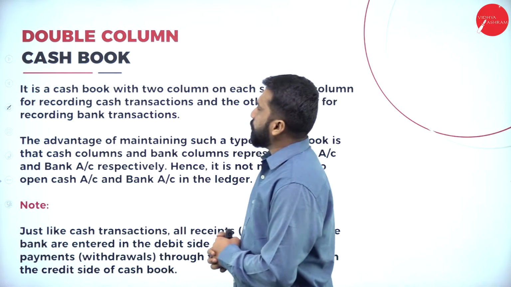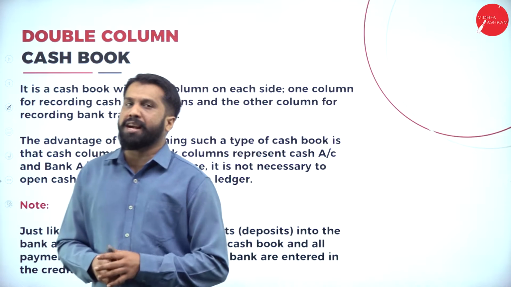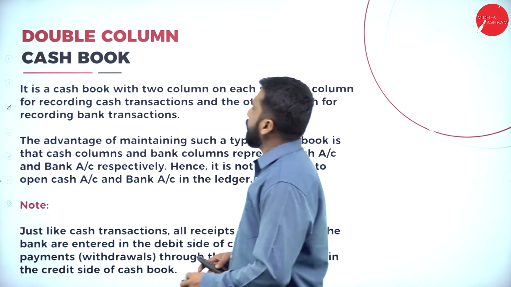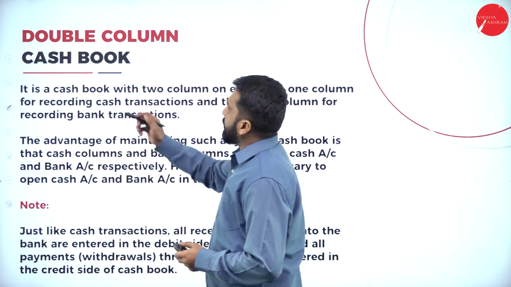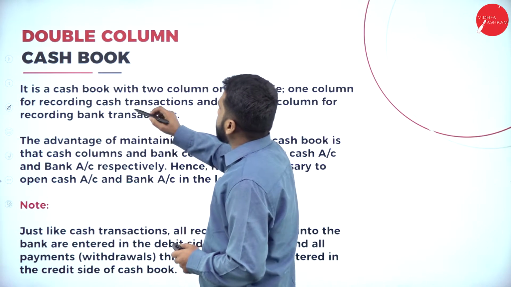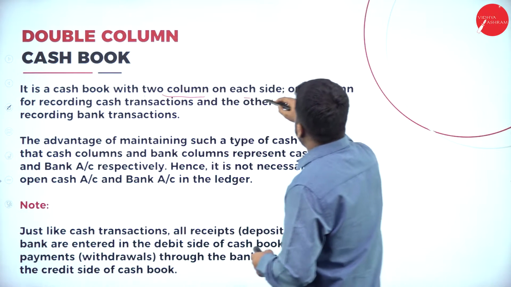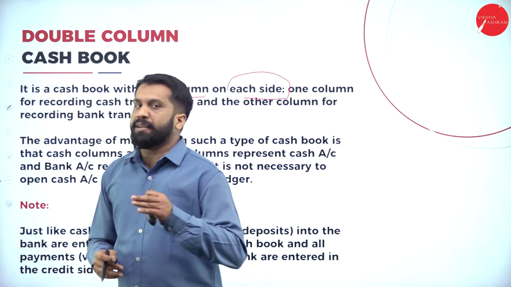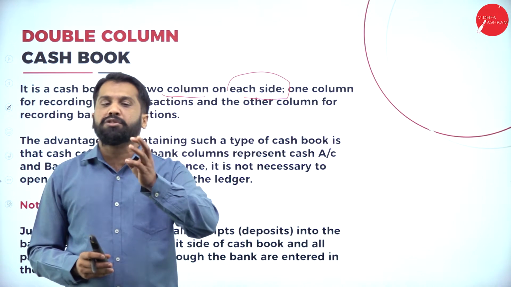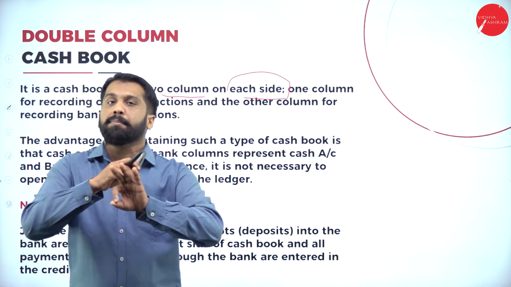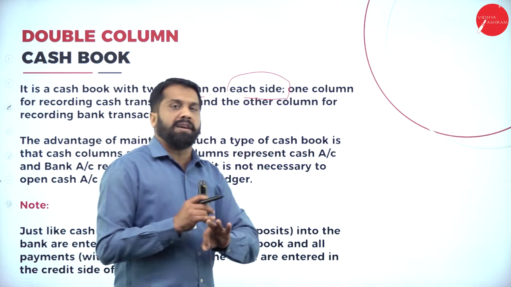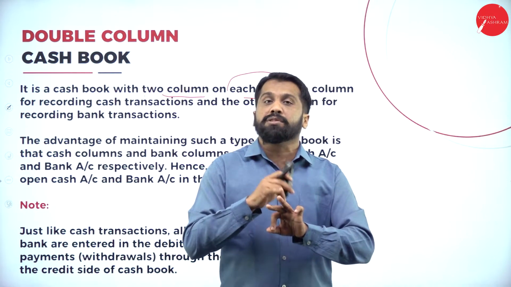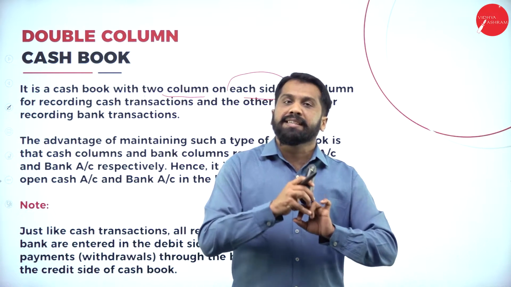Before we go to the double column cash book, we will understand what we mean by double column cash book. It is a cash book with two columns on each side. A single column means even though there are many columns, we call only cash, bank and discount as a number. In the simple column, we have only cash. That's why we call it single column. In double column, we have cash also, we have bank also. We call it double column.